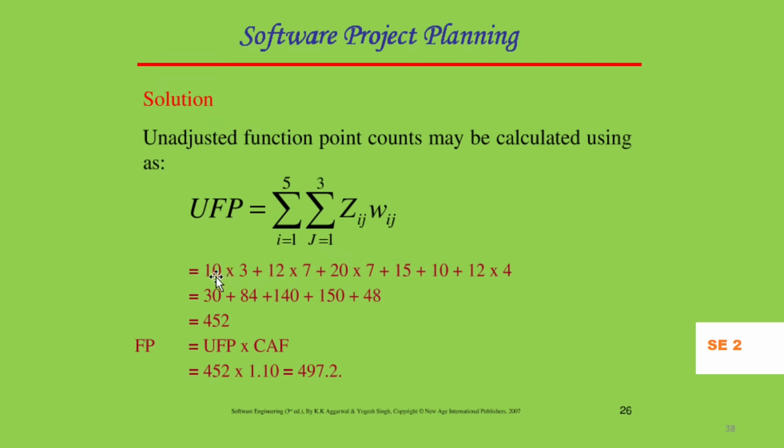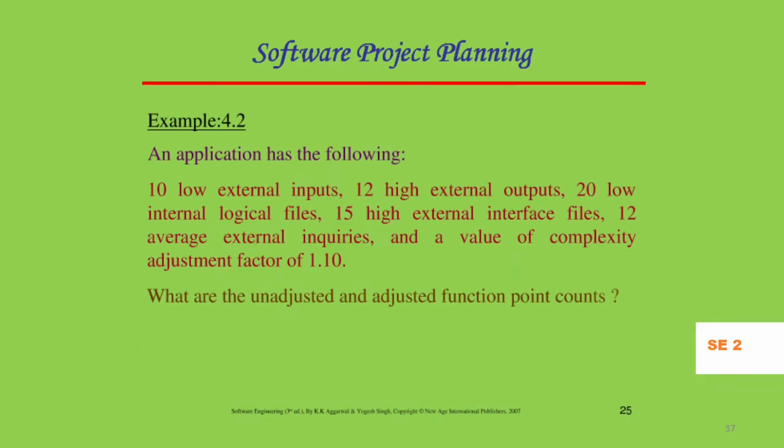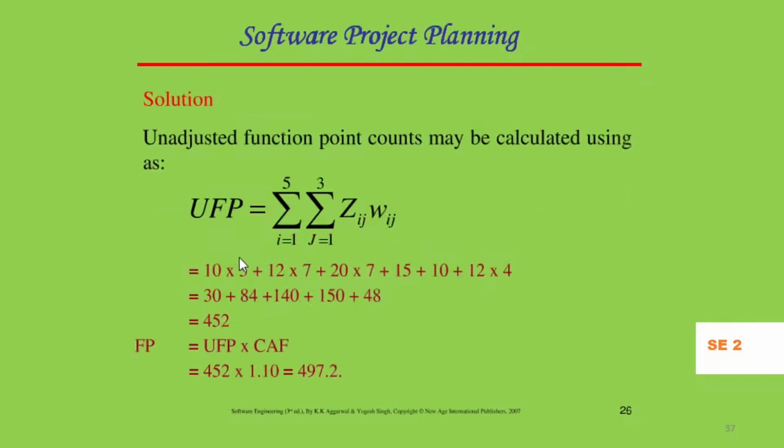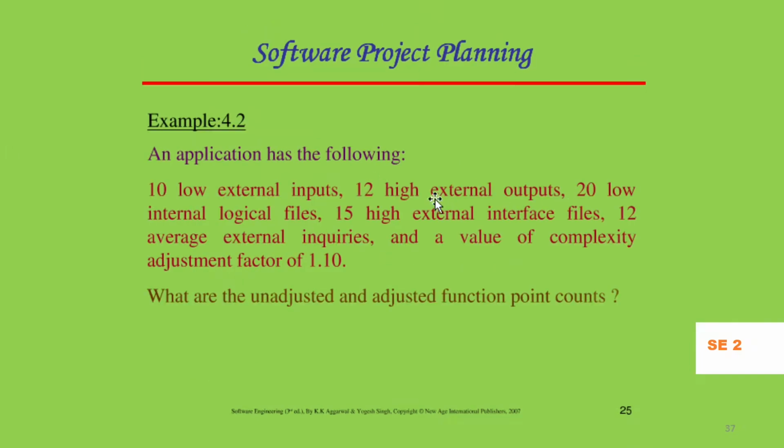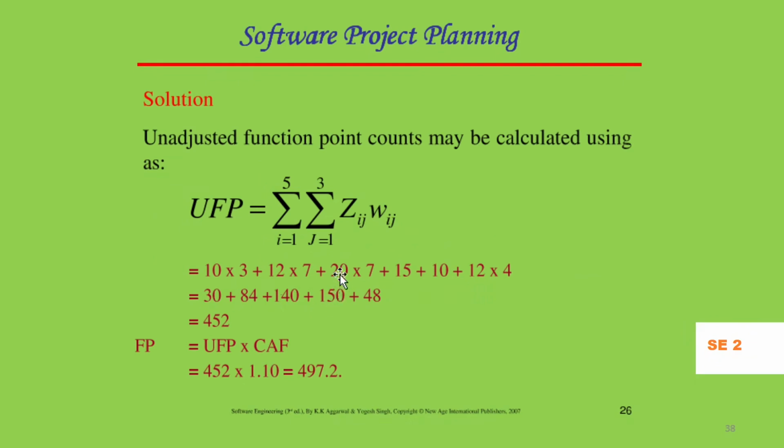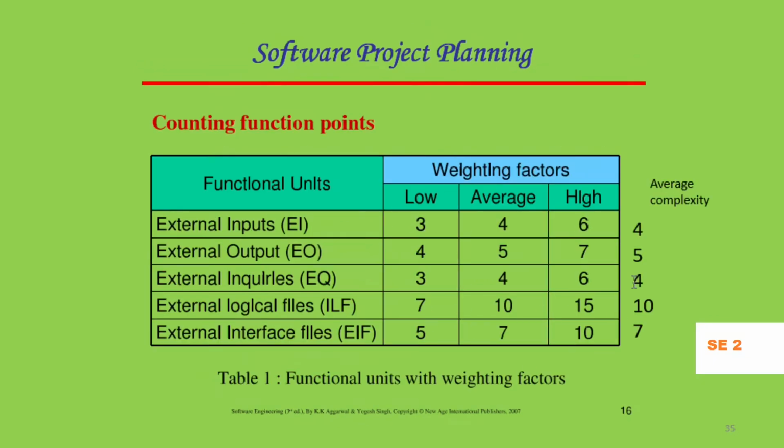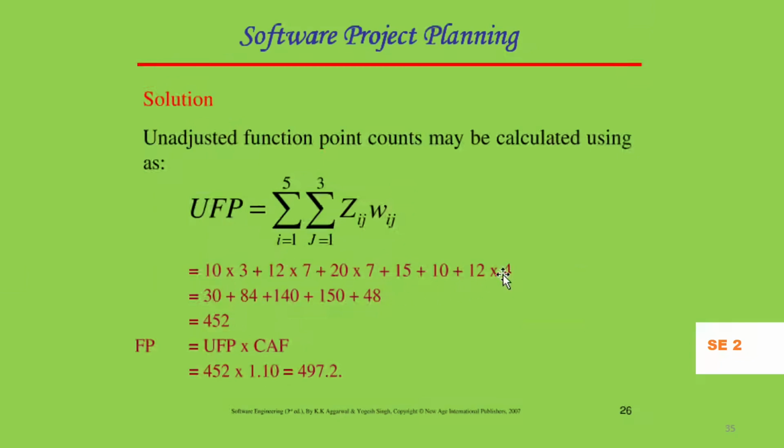So, with a given value, ito yung nakuha natin, 10. Pero sabi dito, low. What is the value for low? 3. Again, another 12. Tapos, sabi niya dito, 12 high external output. So, ibig sabihin, 7. Ayan. Huwag tayo malito. Galing yan dito sa table na to. So, please refer to the counting function point table para dito sa given natin.